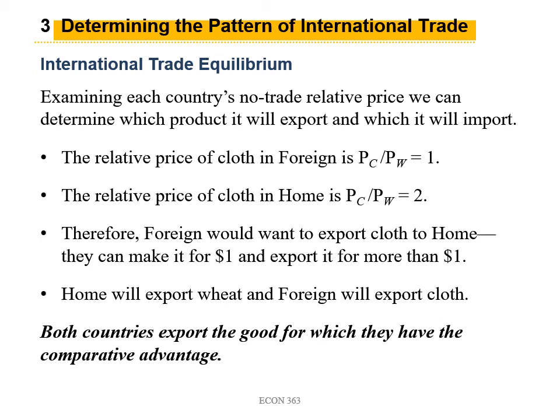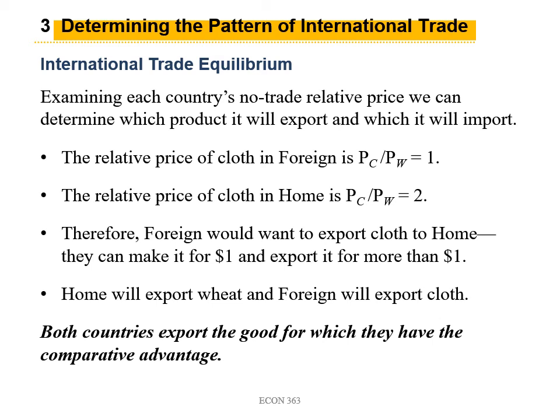But in the home country, 1 unit of cloth gets me 2 units of wheat. I'm a cloth producer in the foreign country, looking over at the home country, and my 1 unit of cloth will return to me, in effect, 2 units of wheat. So I'm going to start selling my cloth to the home country.